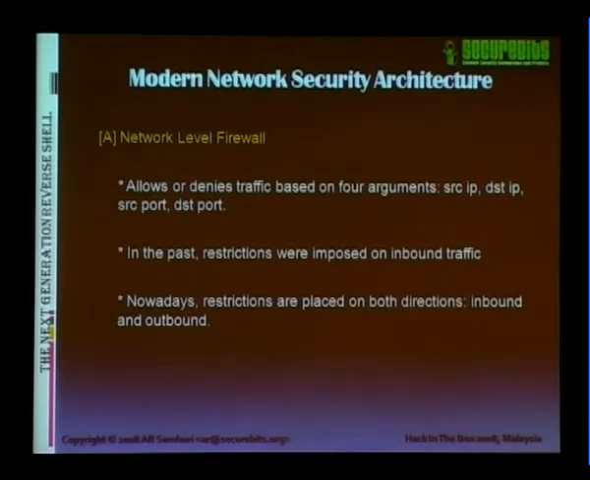Network level firewalls just deny or allow traffic based on the source IP, destination IP, destination port, and source port. Now, in the past, administrators used to place restrictions only on inbound traffic, which is traffic coming from external, while on outbound traffic there was no restriction. Nowadays, restrictions are placed in both directions. And this is very important because in the past, when you exploited a system, it was very easy to initiate, for example, a connection on a high port number. Nowadays, you cannot do it.